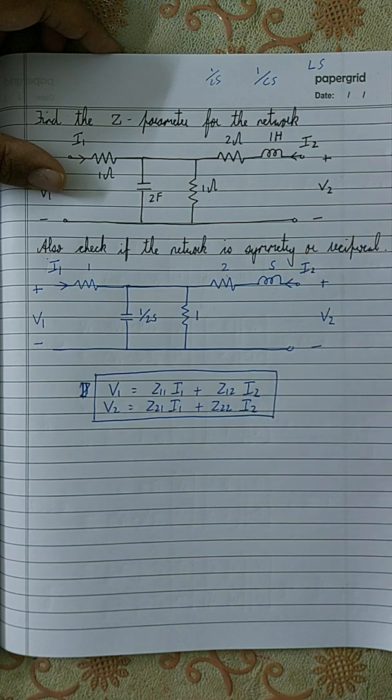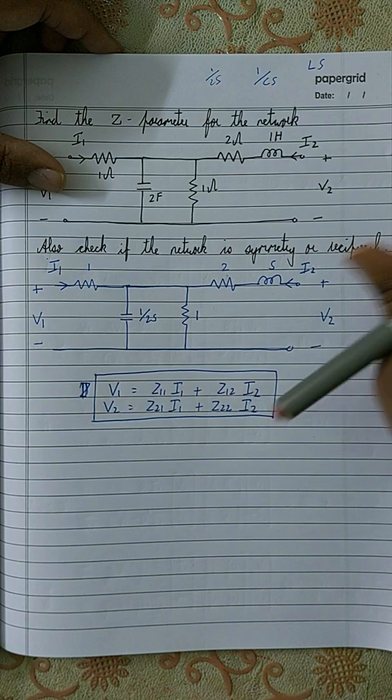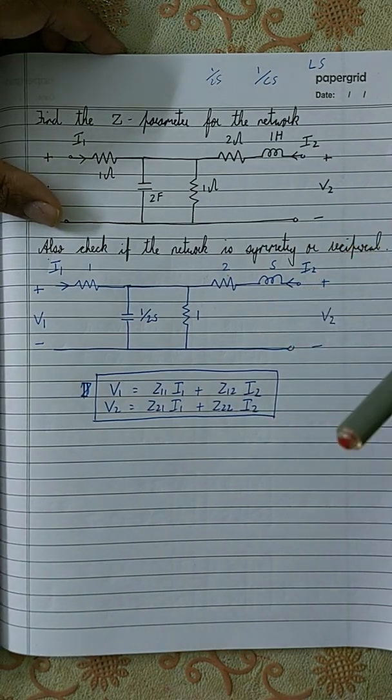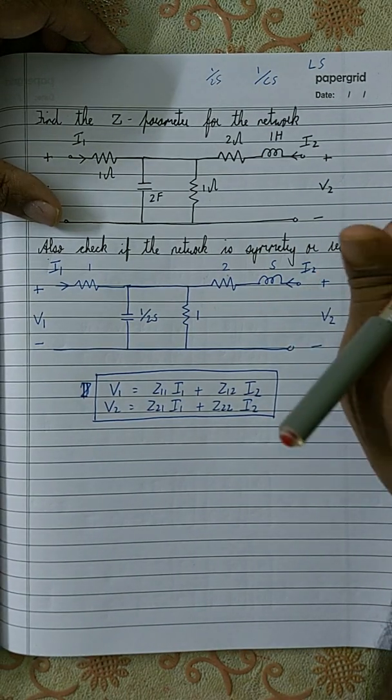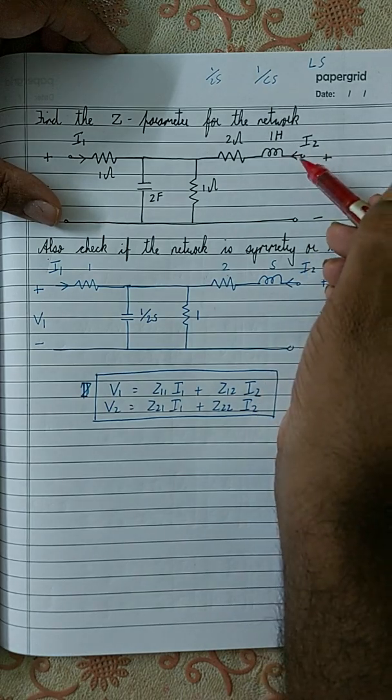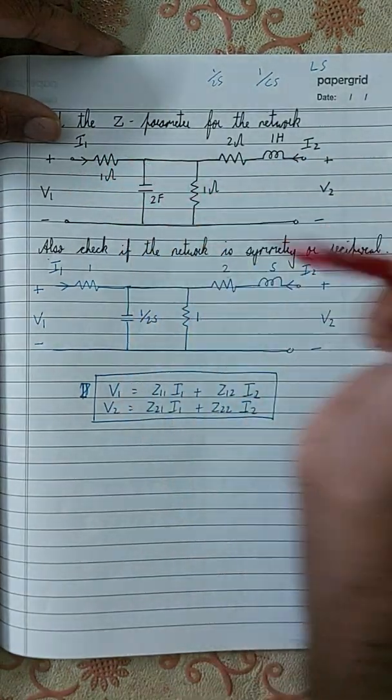That's how I taught you in the previous video, right? In the previous video, when we were doing mesh analysis, we assumed that the direction of the mesh current is the same, all of them in the clockwise direction. But here we are not going to do that, because we have already assumed that there is a current I2 flowing into the network and I1 flowing into the network.